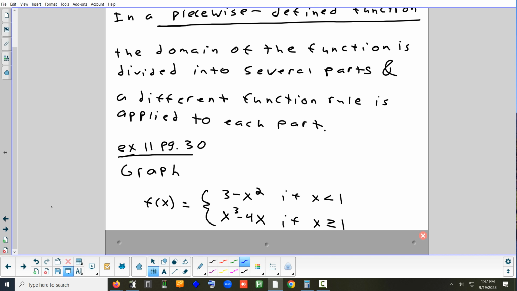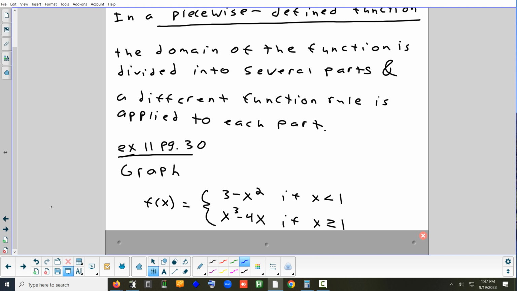Okay, so that's what a piecewise function looks like. They usually put this bracket, and then they give you two formulas, and then they give you the condition for when to use the formula. So you're going to use the top formula if you want to figure out a value that's less than 1. You're going to use the bottom formula if you want to figure out a value greater than or equal to 1.